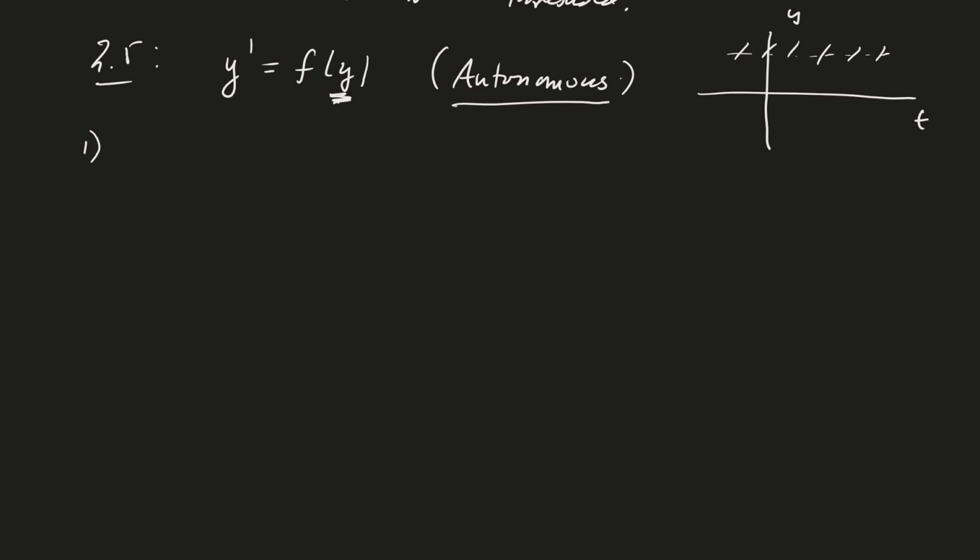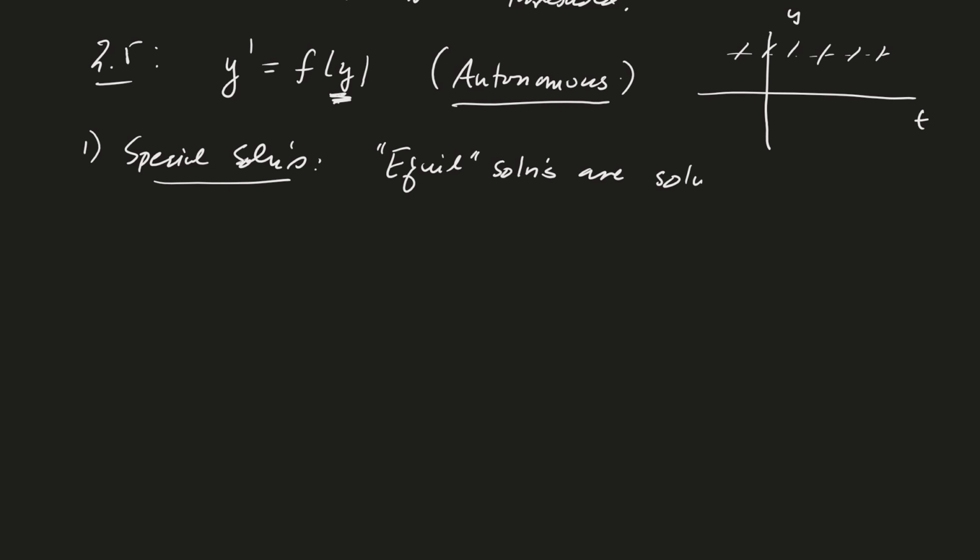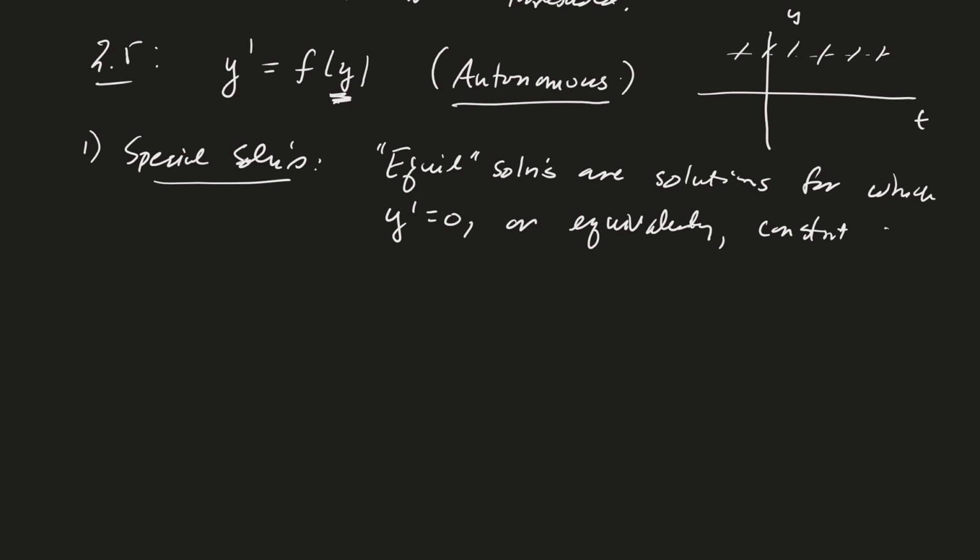Now, we should say that there's some special solutions. I think we've talked about these before as well. Special solutions to the autonomous differential equation are solutions that are at equilibrium. So equilibrium solutions are solutions for which y prime is equal to 0, or equivalently, constant solutions to f of y equals 0, right?